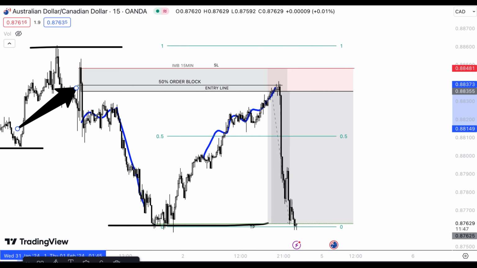So I entered here earlier in case it just reacted off of this imbalance, and I also gave it enough room to react off of that order block. So you saw that tap. It just tapped and it went. And look at another example of the order blocks. Here's technically another order block.